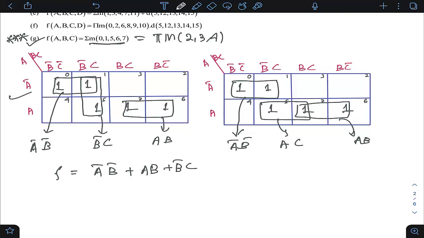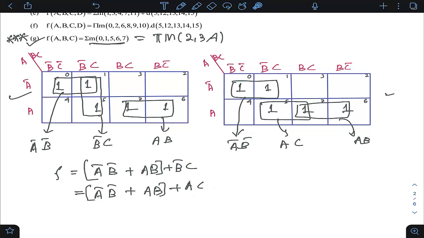If I am referring to this map, we can say it is A bar B bar plus AB plus AC. You see, both expressions are not the same. In fact, they differ by this particular term. So from this example, we should learn that the K-map provides the minimized expression, but that expression need not be unique. Somebody can get this answer, somebody can get that answer. But ultimately, these functions are equivalent.